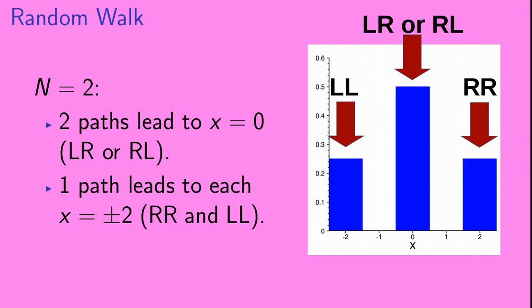So, as there are 2 paths that lead to x equals 0, and one path that leads to x equals +2, and one path that leads to x equals -2, the object is more likely to end up at x equals 0.